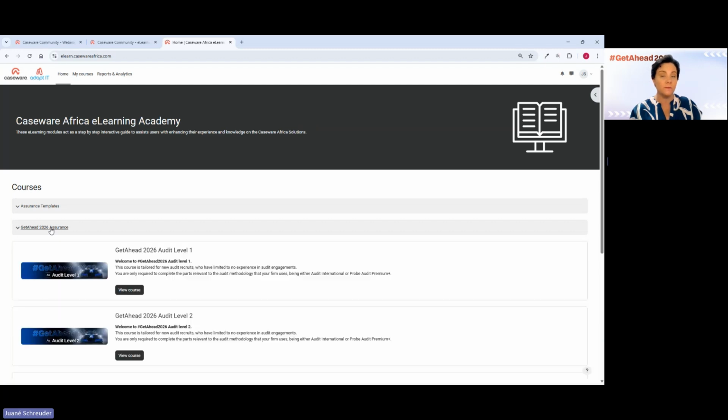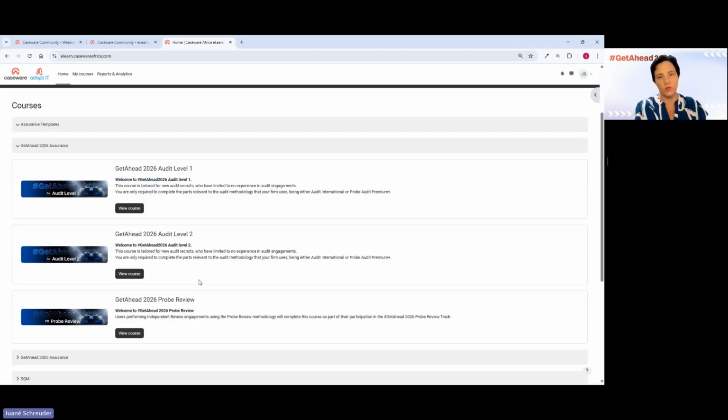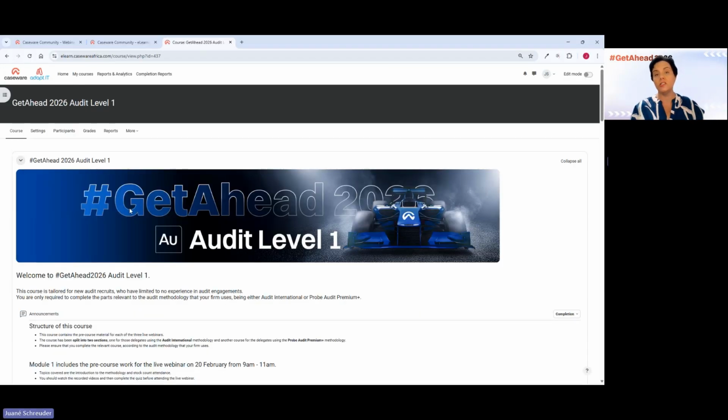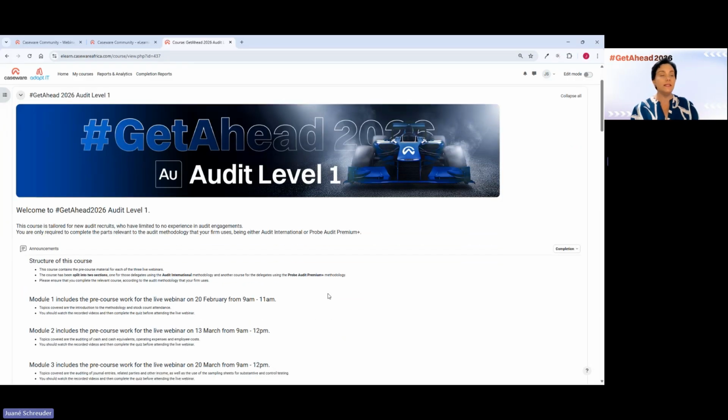2026 Assurance, then you will see there are 3 courses on there. So there's audit level 1, audit level 2, and then also the probe review session. That's all on there. If I go to audit level 1, so I'm obviously enrolled for all of them already. You can just enroll yourself for the ones that are relevant. What you will see there then is it is explaining to us how the course is going to work.